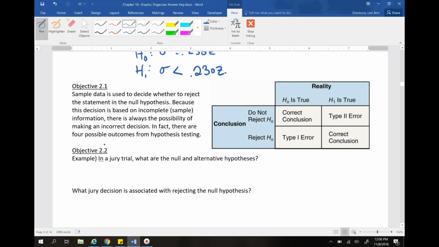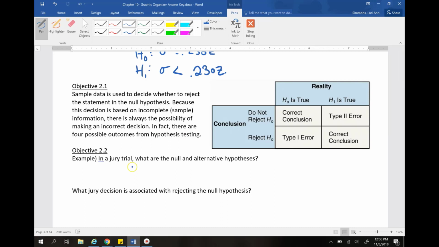All right, now we're going to move on to type 1 and type 2 errors. Sample data is used to decide whether to reject the statement in the null hypothesis. Because this decision is based on incomplete sample information, there is always a possibility of making an incorrect decision. In fact, there are 4 possible outcomes for hypothesis testing.